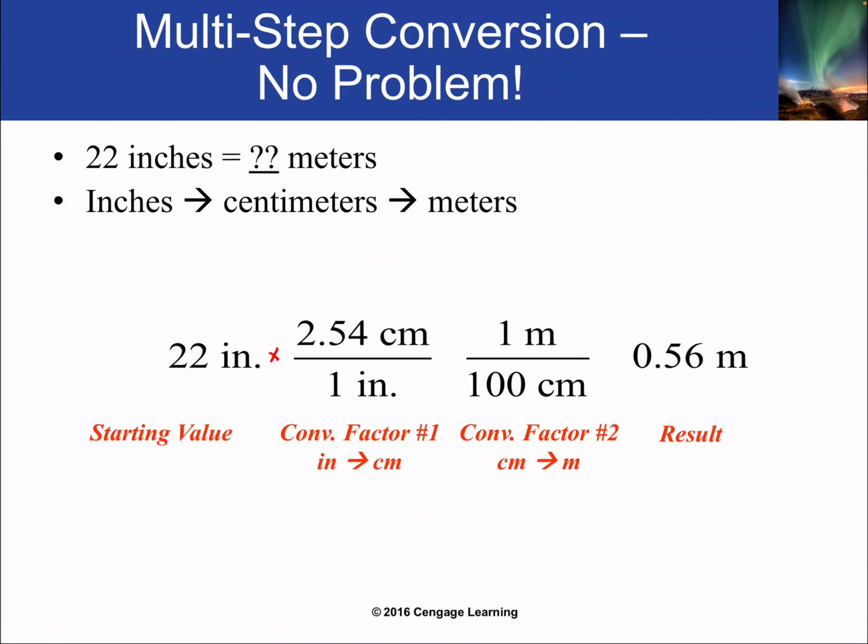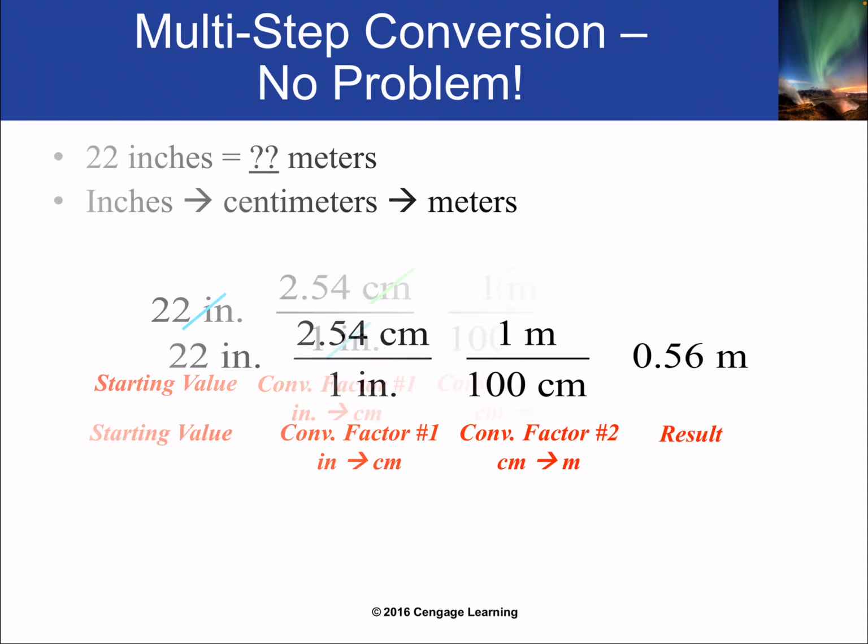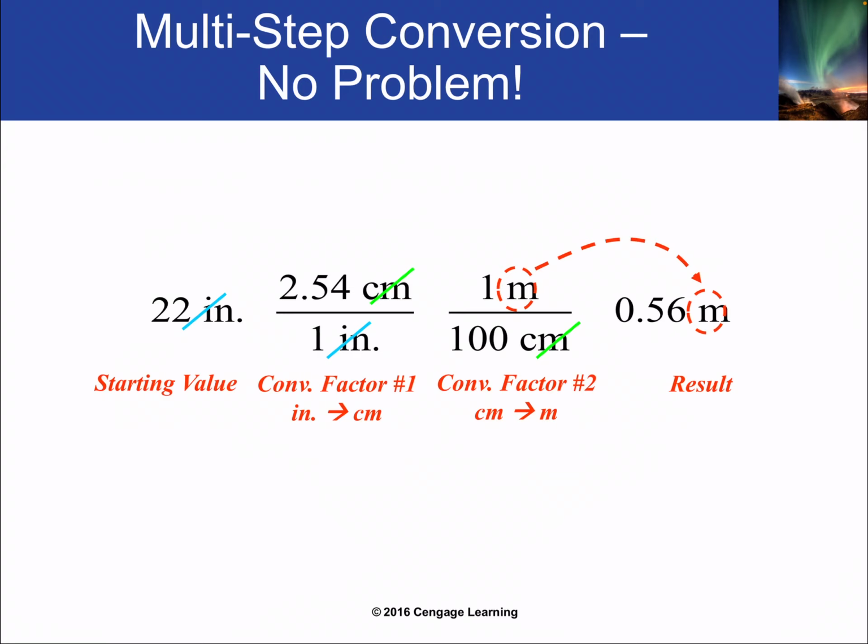You have to take your inches to centimeters and then centimeters to meters. So our first conversion factor is going to be 1 inch is 2.54 centimeters. Our second conversion factor is going to be 1 meter equals 100 centimeters to give us our answer in meters. And you can see here, notice your inches are going to cancel, your centimeters are going to cancel. The only units you have remaining are your meters, and those are going to be the units in your final answer.